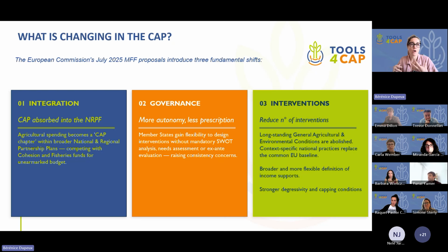There is also an effort on streamlining the number of interventions, but we also see that the long-standing GAEC has been replaced by farm stewardship, and we can question whether this greater autonomy will threaten the equal level playing field between the member states. Another aspect that has been introduced, still at the stage of proposal, so we will see how it evolves, is a stronger degressivity and capping condition, which potentially could lead to a significant impact at member state level.